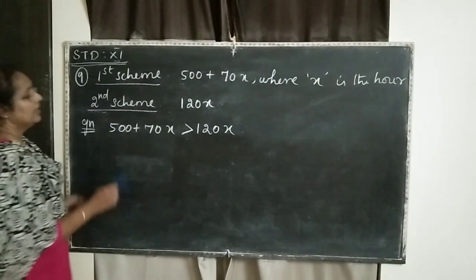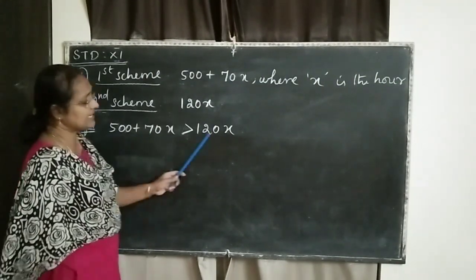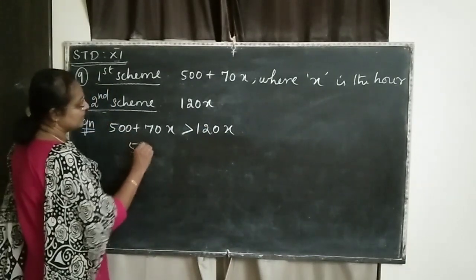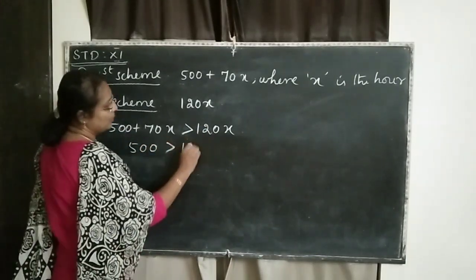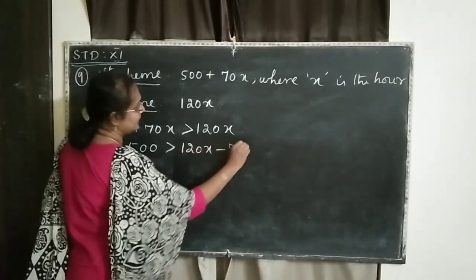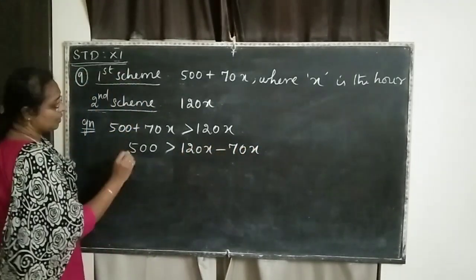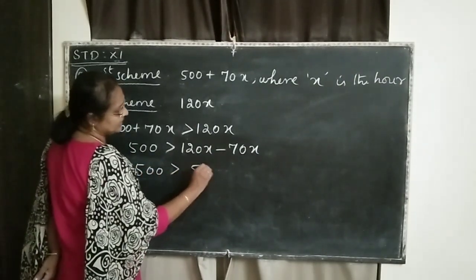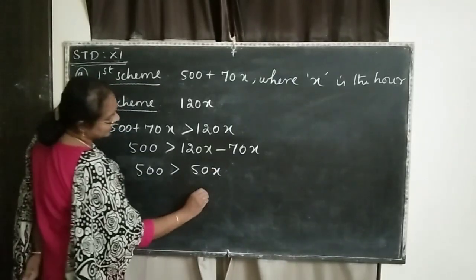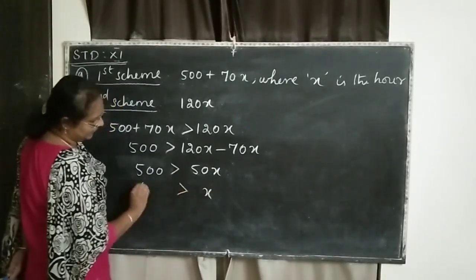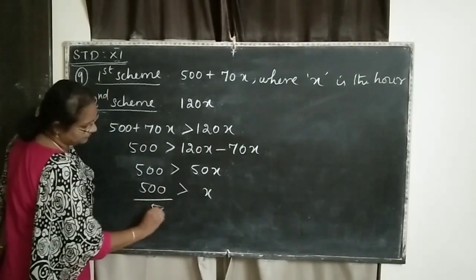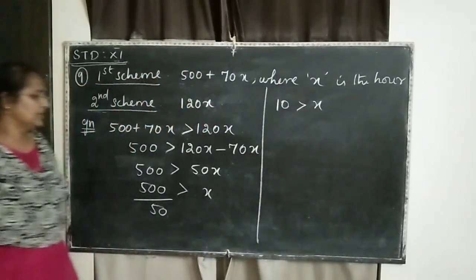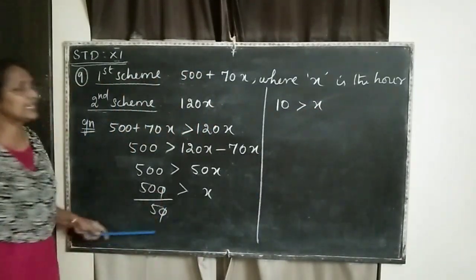Is it clear? Okay. Now look into this. Since this is 70x and this is 120x, I am going to shift this 70x towards that side. So it becomes 500 is greater than 120x minus 70x. Yes or no? So now 500 is greater than 50x. Now I need the value of x alone. So it will be 500 divided by 50. So now 10 is greater than what? x. Do you agree? 10 is greater than x.